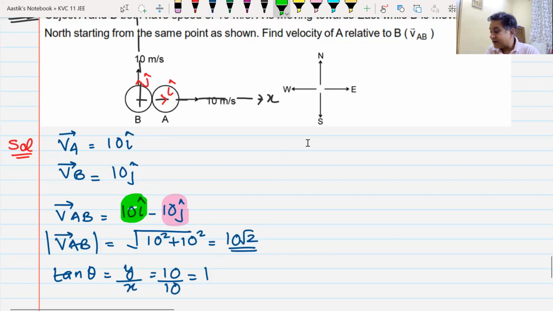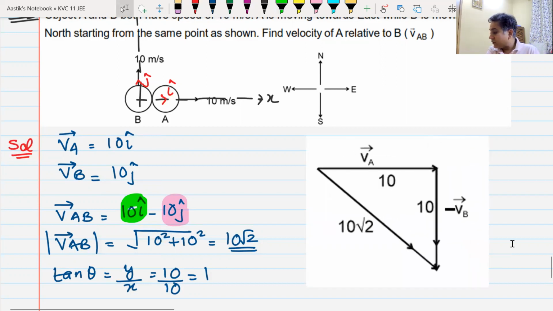So I'll just show you the diagram instead of drawing it myself. This is what I have done. Do you see this? This is the velocity of A. This is the negative of the velocity of B. And this is the resultant velocity. Do we understand this? Yes or no?